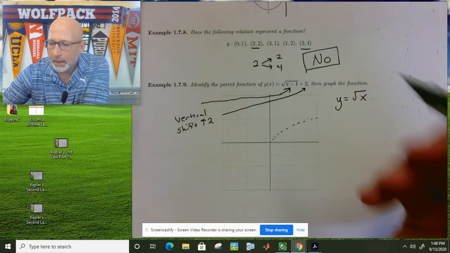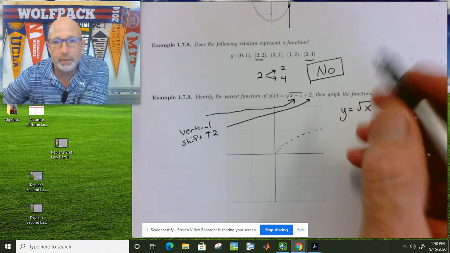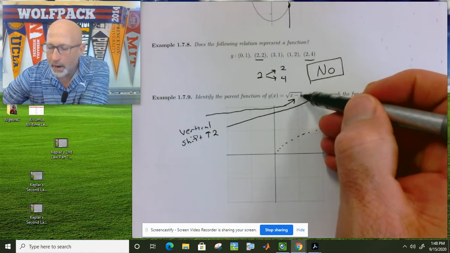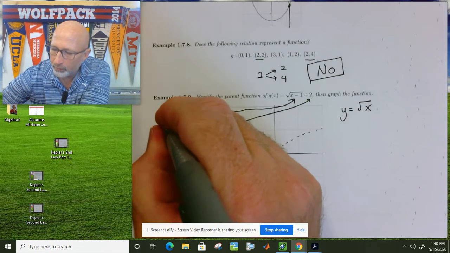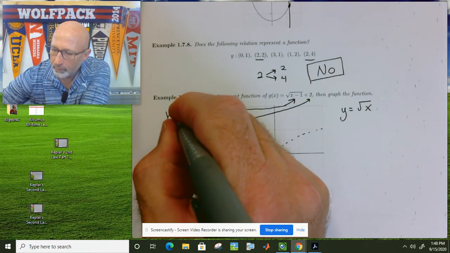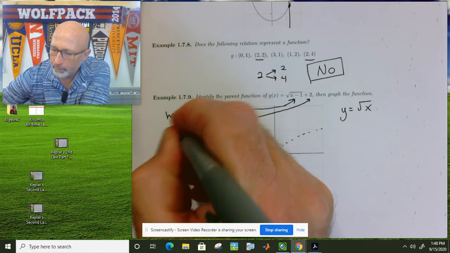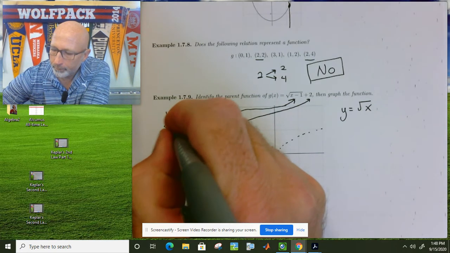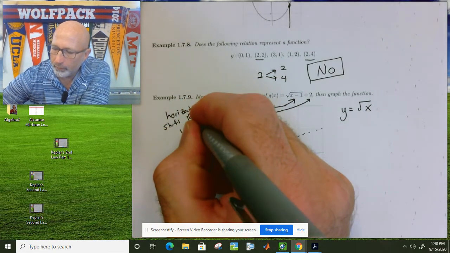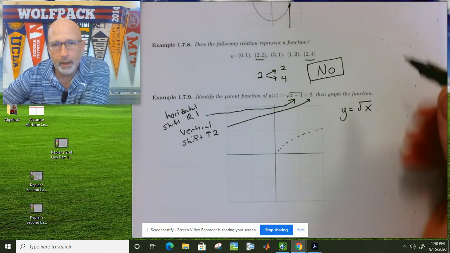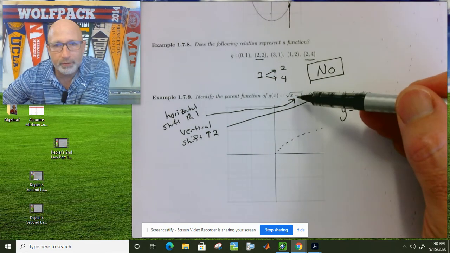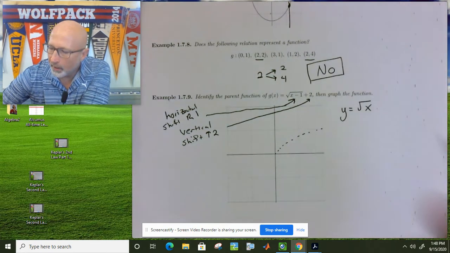And then the minus 1, now remember, when it's inside with the x, when it's in the same grouping as the x, it does exactly the opposite of what you think it would do. So since it's minus, it's going to be a horizontal shift to the right 1 unit. Once again, it does the exact opposite of what you think it would do here.